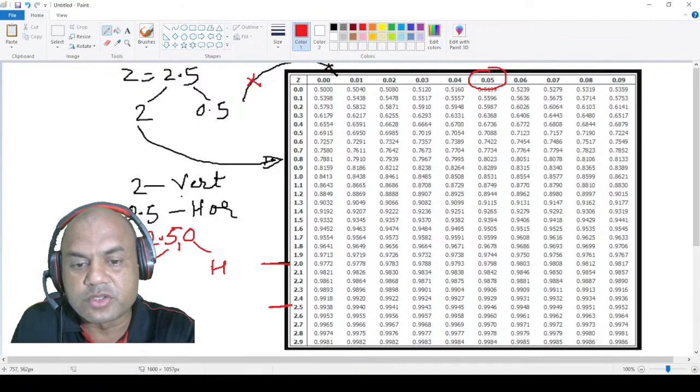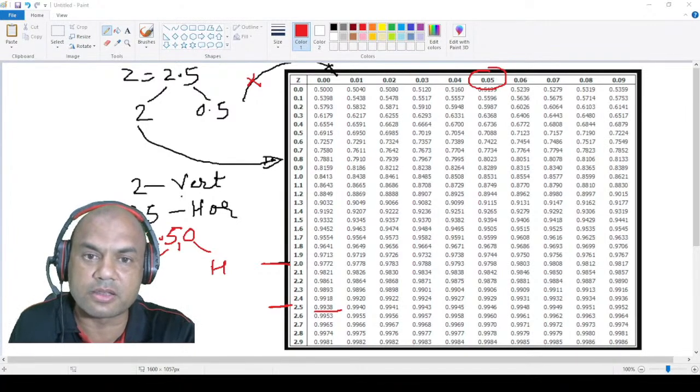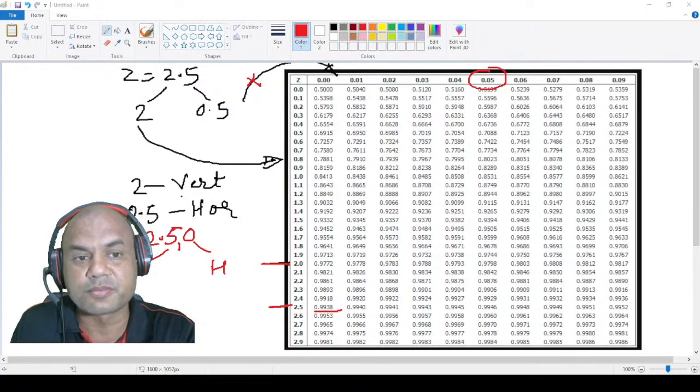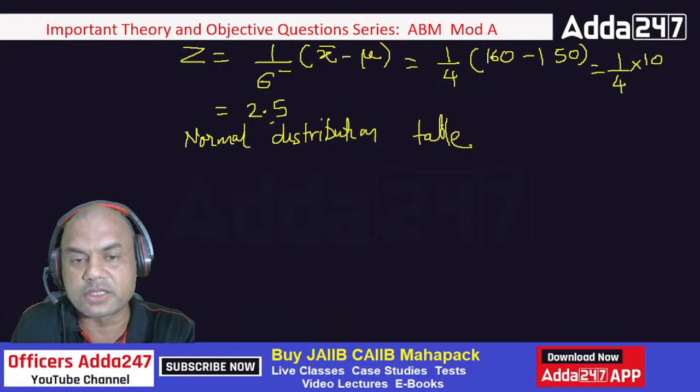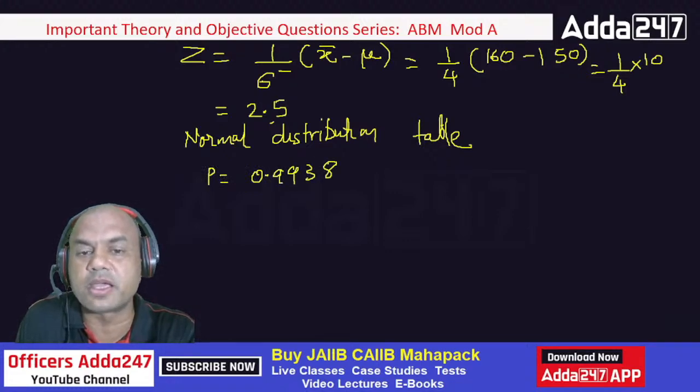See this 0. So the probability is 0.9938. Getting this, everyone? 0.9938. So this probability which I get, this I'll be using for my numerical, and that is my real answer. So our answer over here is 0.9938. So my probability over here is 0.9938. This is my answer.